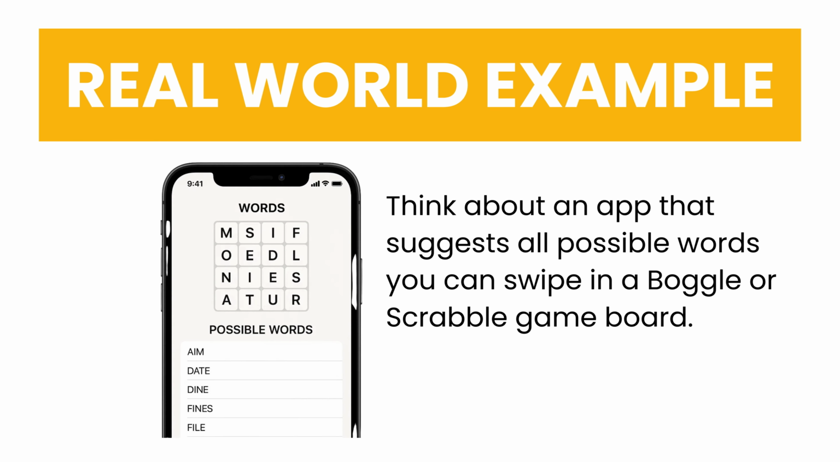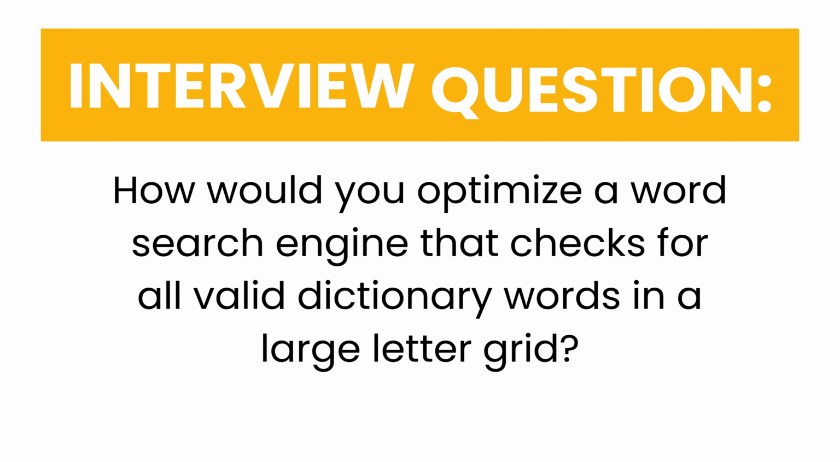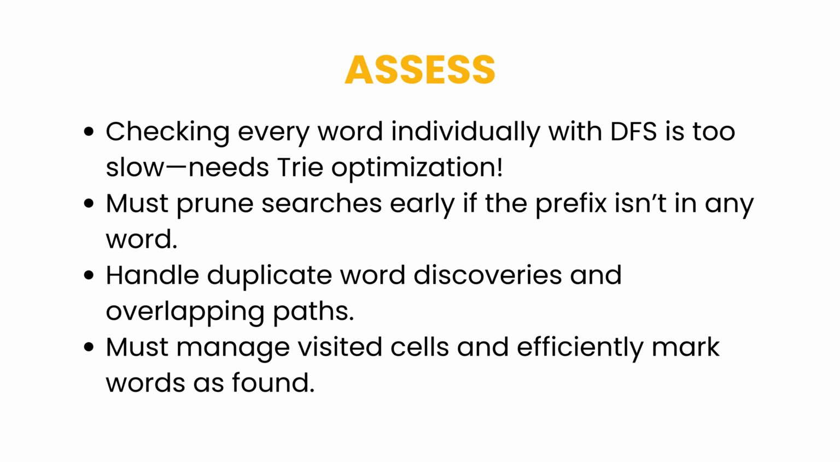Think about an app that suggests all possible words you can swipe in a Boggle or Scrabble game board. An interviewer might ask, how would you optimize a word search engine that checks for all valid dictionary words in a large letter grid? What's tricky? Checking every word individually with DFS is too slow, it needs trie optimization. Must prune searches early if the prefix isn't in any word. Handle duplicate word discoveries and overlapping paths. Must manage visited cells and efficiently mark words as found.